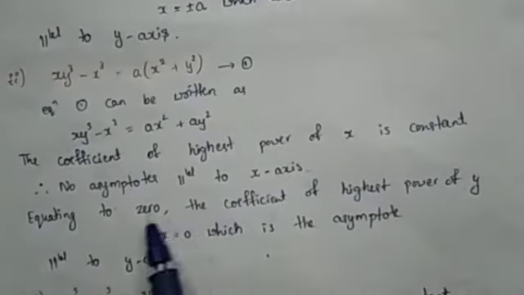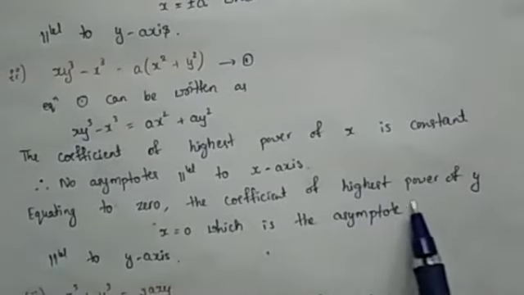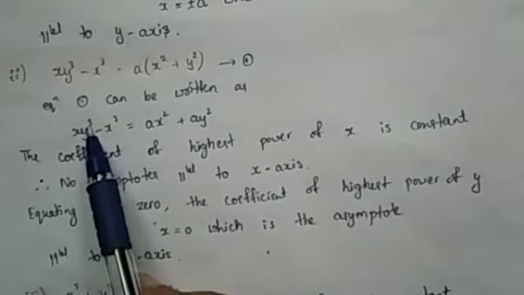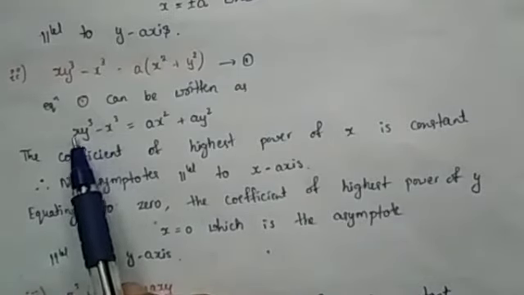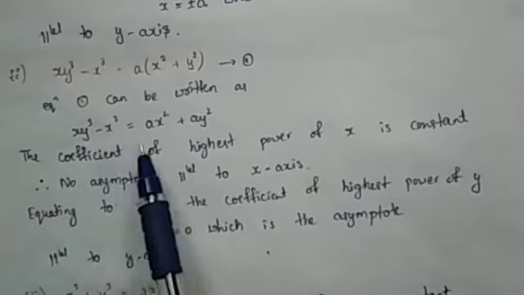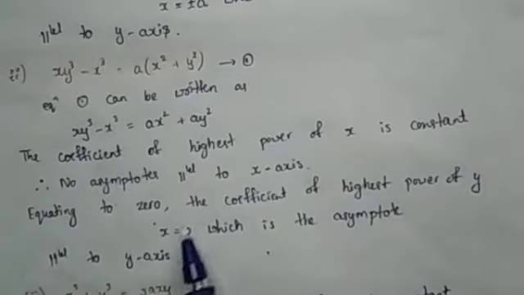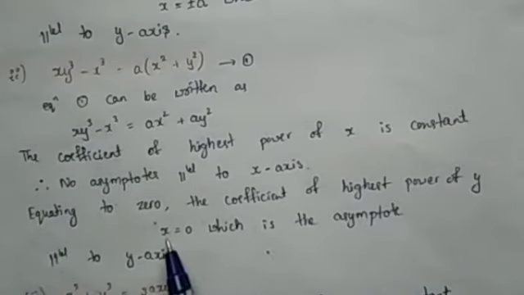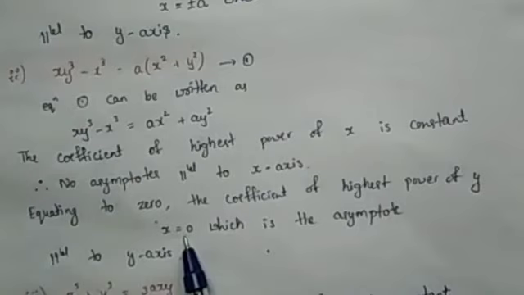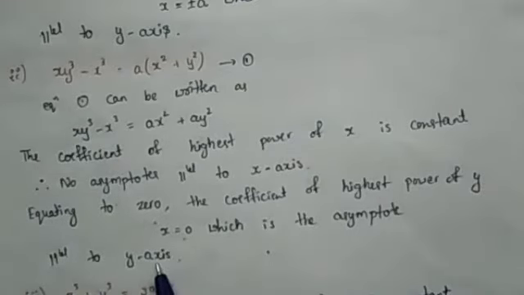Next, equating to 0 the coefficient of highest power of y. The highest power of y is y cube and its coefficient is x. Equating x to 0, okay, x is equal to 0, which is the asymptote parallel to the y axis.